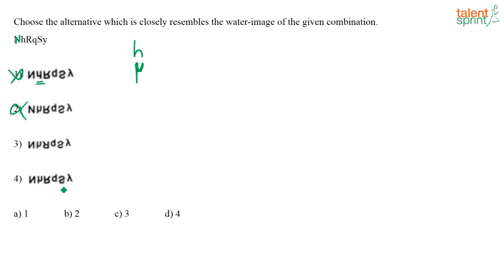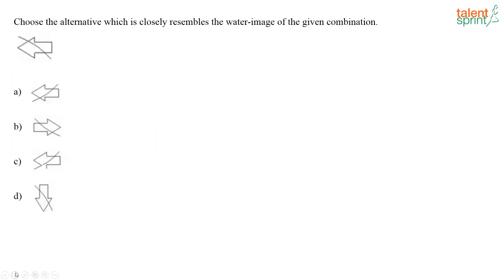Now when you compare option 3 and option 4, again look at R, okay? So if R is like this, how will the inverted image of R look? It has to be like this. Yes, so again this is not the correct answer. So this also does not follow. Correct answer has to be option 4.